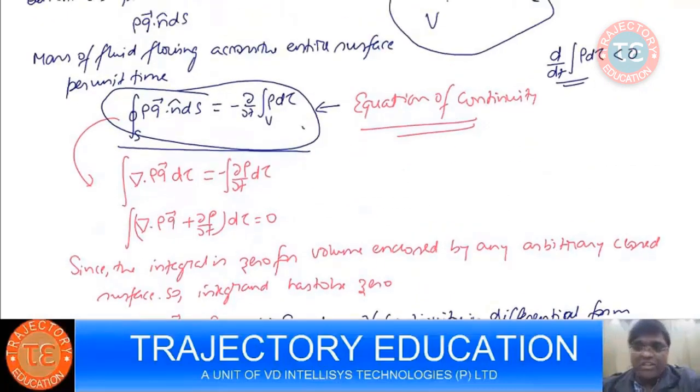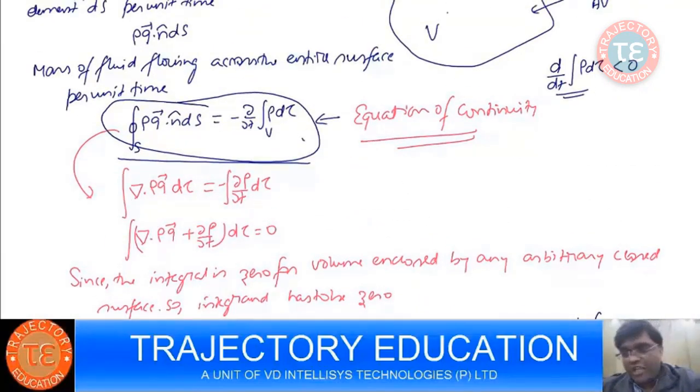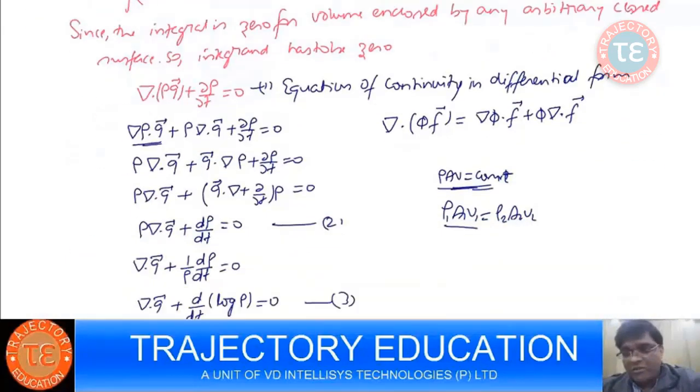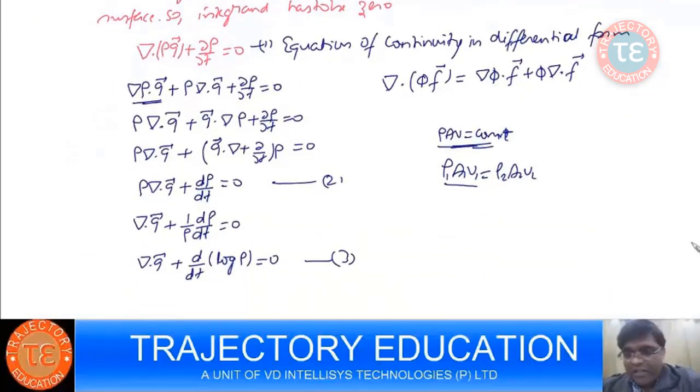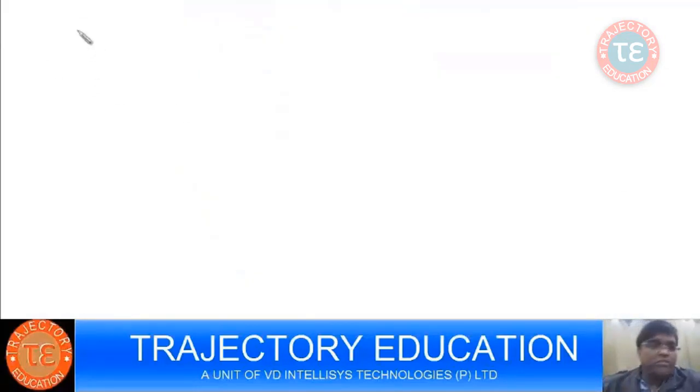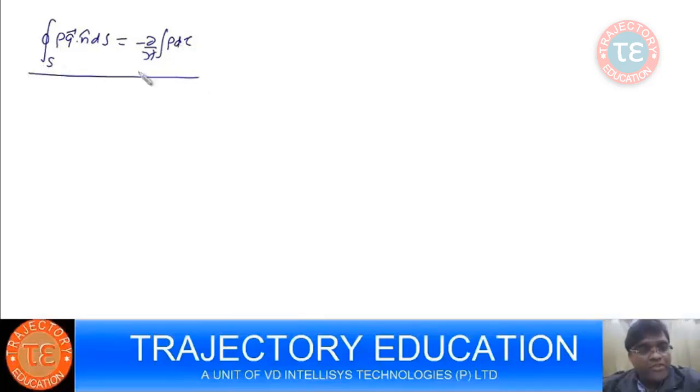See, this is the general expression of the equation of continuity. What you have read at 10 plus 2 level is a very special case. I'll tell you how it comes. So you see, your equation of continuity is the surface integral of rho Q dot n dS equals the negative rate of change of the integral of rho d tau. This is S and this is V.